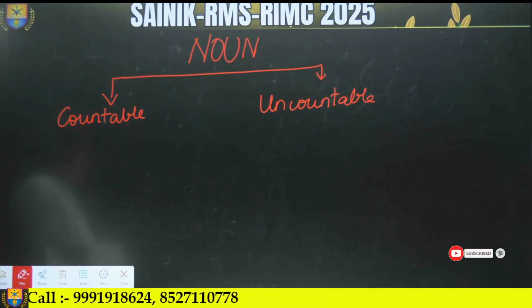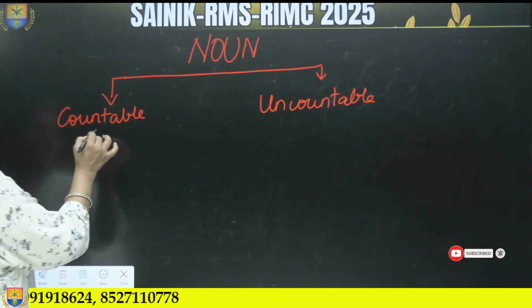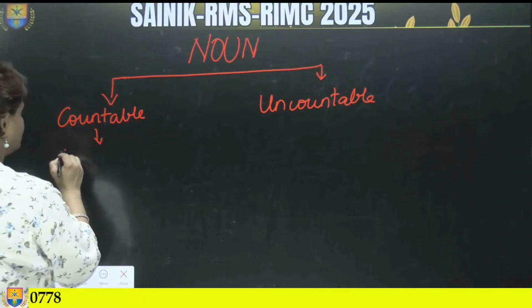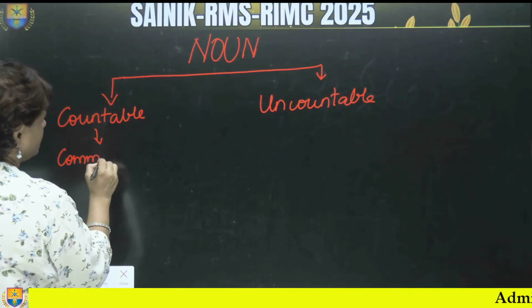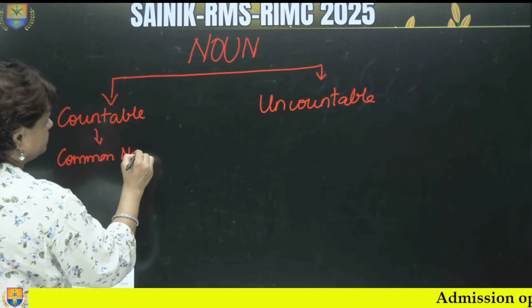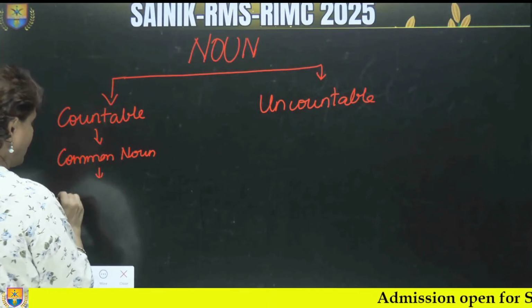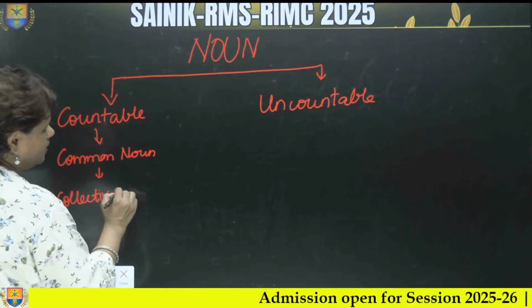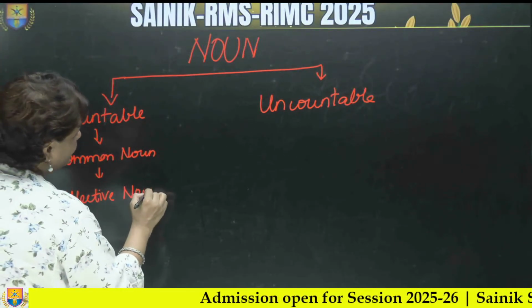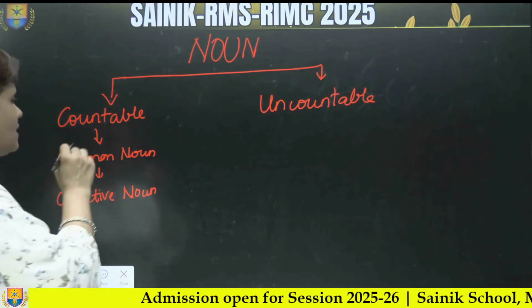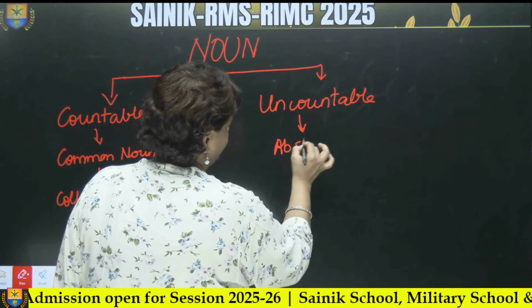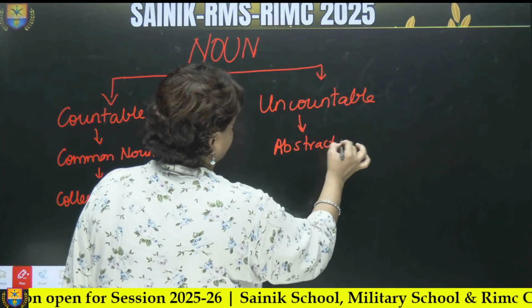Now what do we write under countable? What we can mention here, as just said, common noun and collective noun. This makes the work easy and long lasting for remembering. For the uncountable, we had the abstract noun.